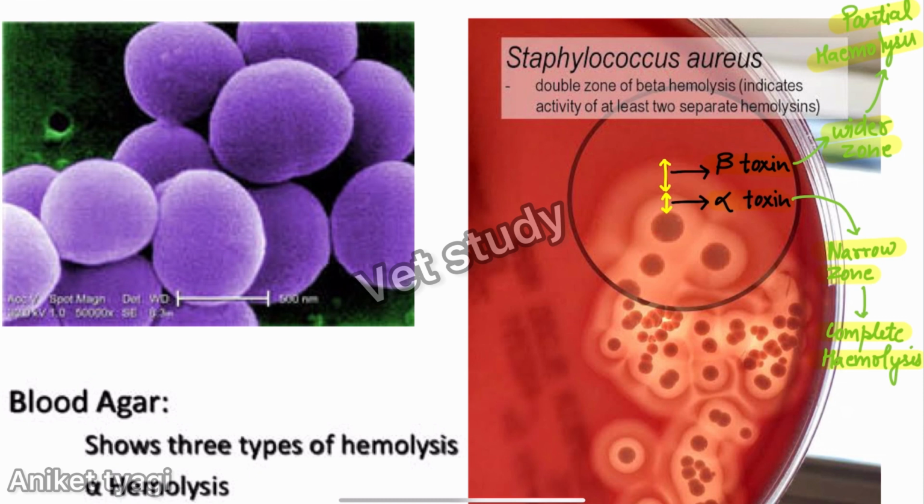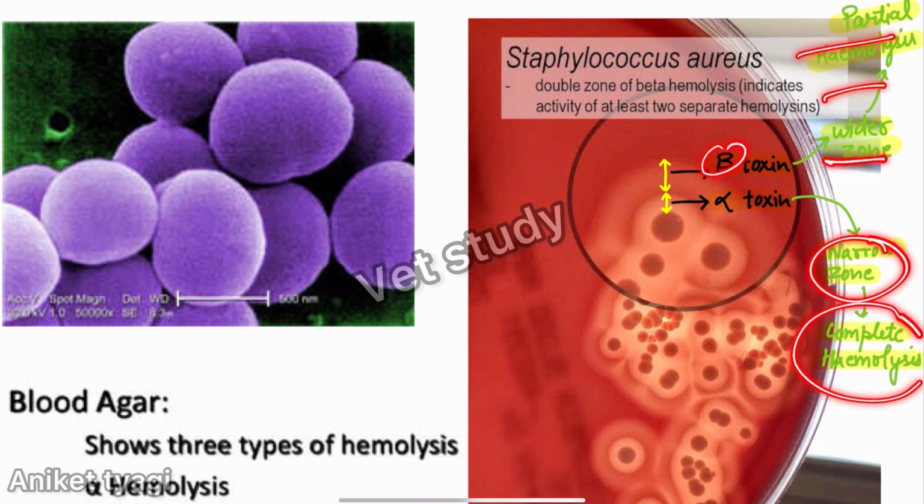So this is known as double hemolysis, and this double hemolysis is produced by Staphylococcus aureus. This is very important, okay? Two types of hemolysins are involved, alpha and beta. Alpha produces a narrow zone of complete hemolysis, whereas beta produces a wider zone and partial hemolysis, okay?